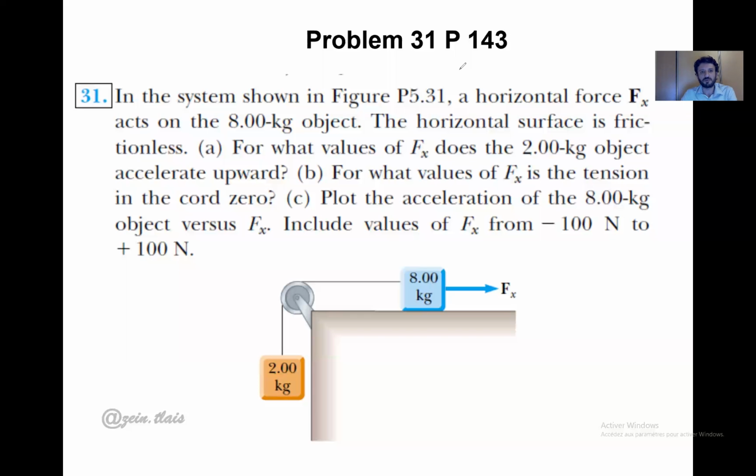So here we have problem 31, page 143. As shown in the figure, we have Fx applied on the object m2. m2 equals 8 kilogram. Fx is horizontally along the x-axis. We can say the horizontal surface is frictionless, so we don't have interaction between the object m2 and the plane. Mu equals 0.